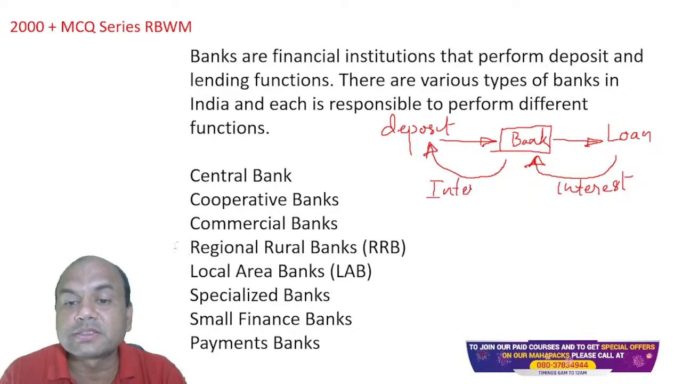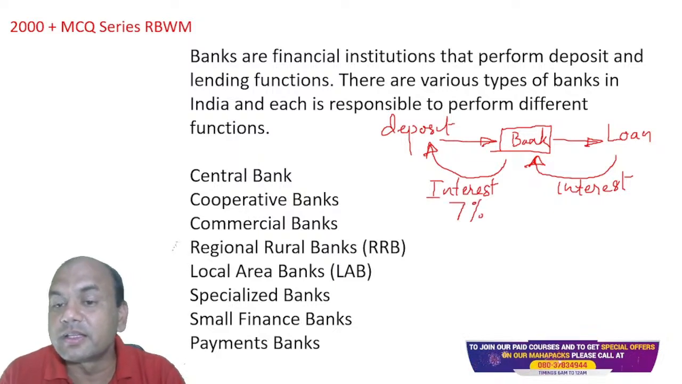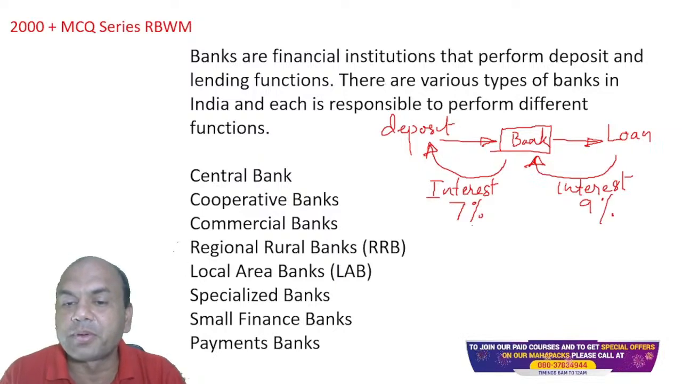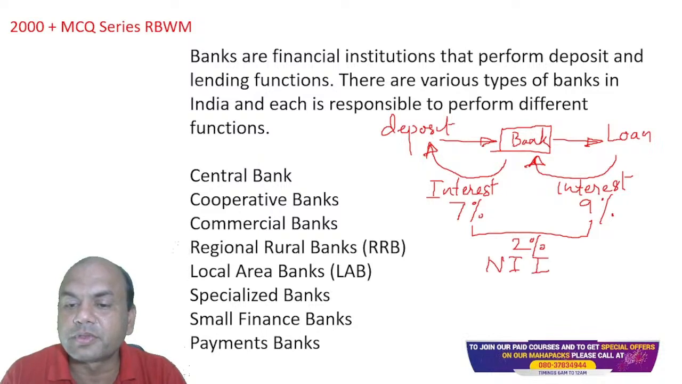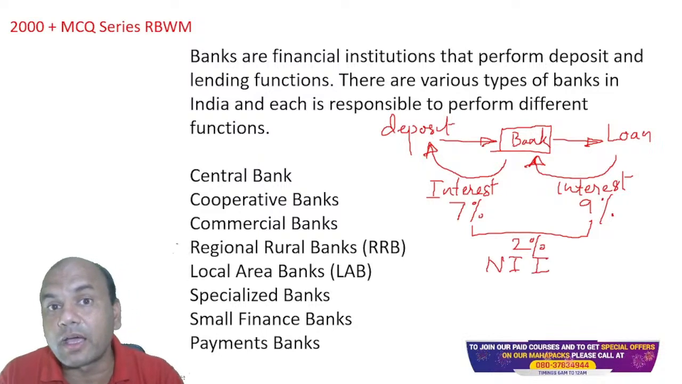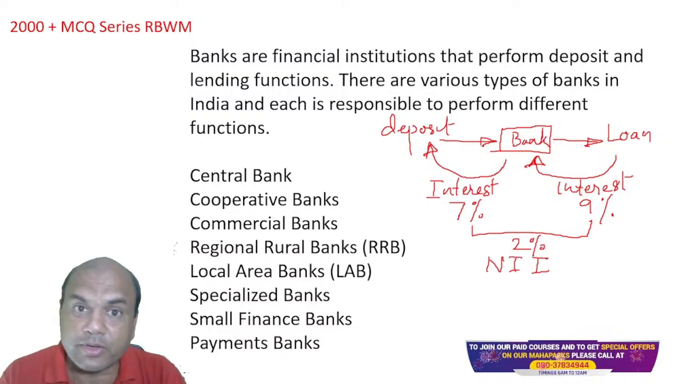The only difference is that this interest over here will be lesser. Let's say this interest is 7%, then this interest should be at least 9%, so that this gap of 9 minus 7, that is 2%, is known as NII, net interest income. Remember, it's not NIM. NIM is different.